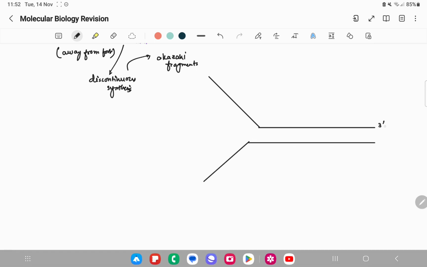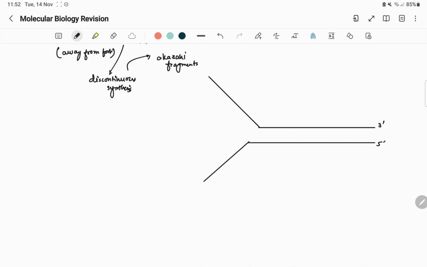So this is the 3' direction, this is the 5' direction. And this is 5', this is 3'. So here we have bases also, and here is the replication fork that is generated. This is the replication fork that is generated.